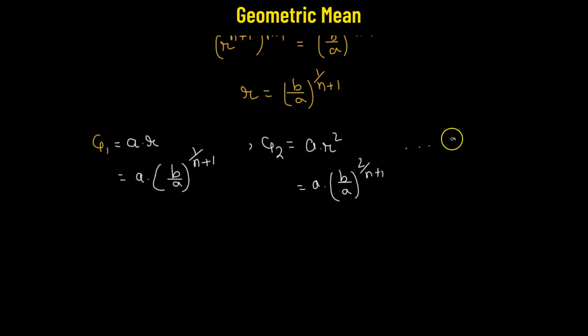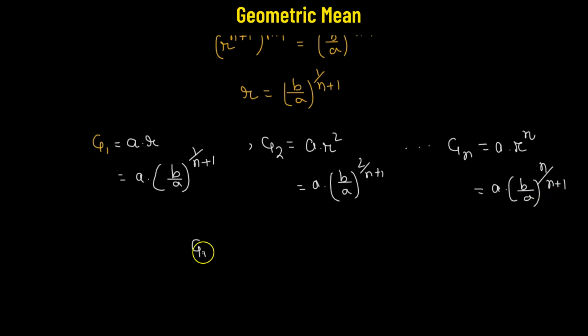Likewise, we can define the nth geometric mean. So gn will be a times r raised to the power of n. That means we are going to get a multiplied by b over a whole raised to the power of n divided by n plus 1.